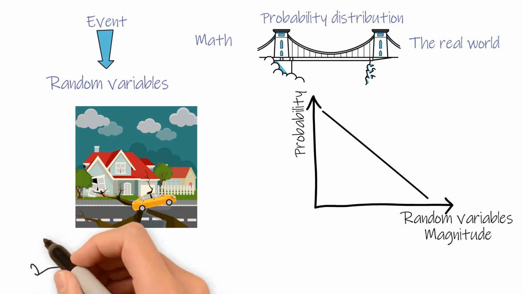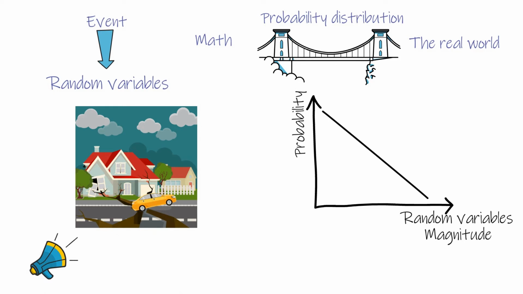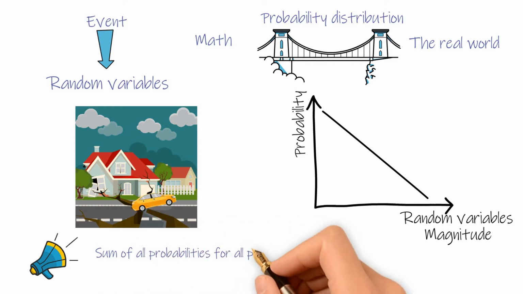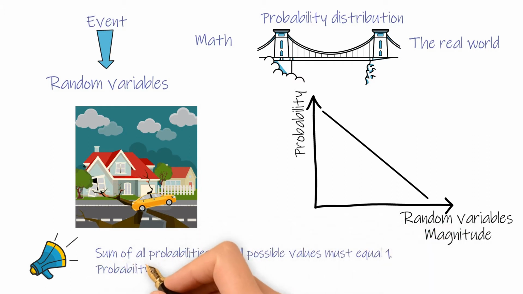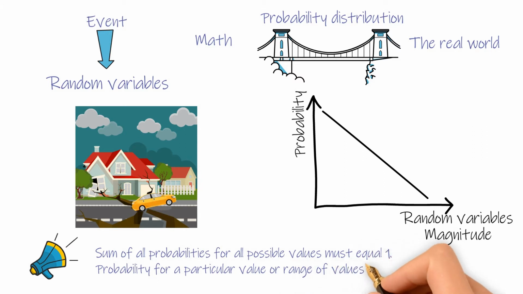To sum up, the probability distribution of the random variable is a list of probabilities associated with each of its possible values. Note that the sum of all probabilities for all possible values must equal 1. Furthermore, the probability for a particular value or range of values must be between 0 and 1. The probability distribution gives us an overview of the whole event, makes future analysis easier.